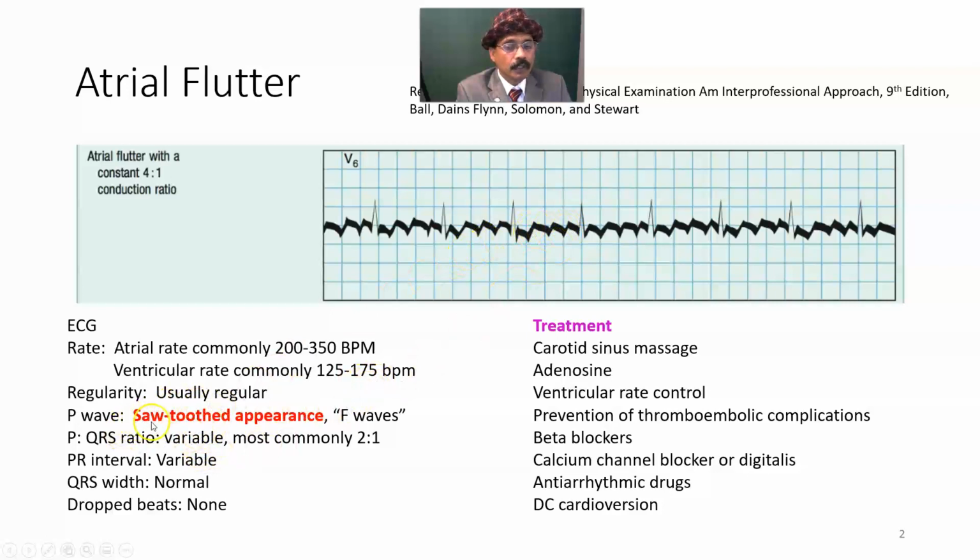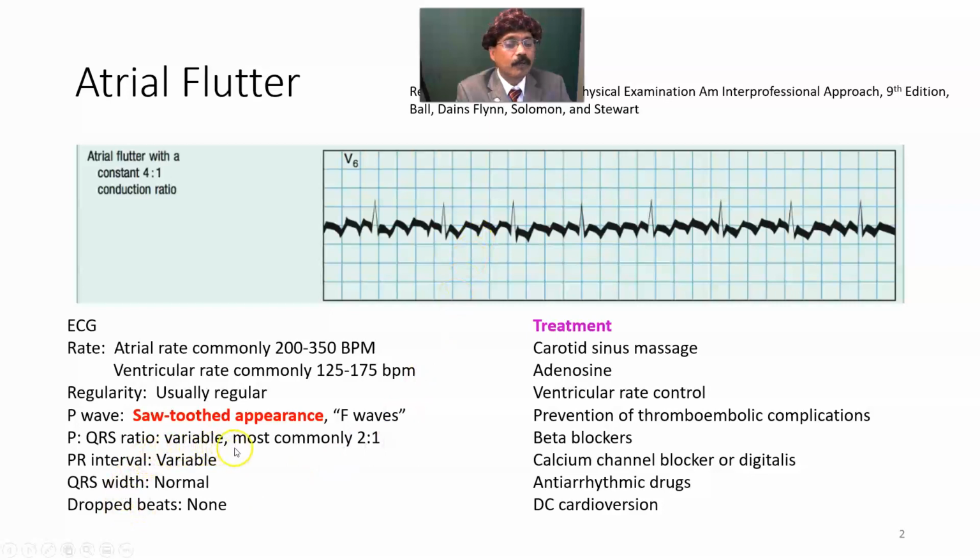P wave. There is not a distinct P wave like that of a normal ECG. Here, this looks like a sawtooth appearance. These are abnormal P waves. This is a sawtooth appearance, and we call it F wave. We don't use the word P wave, we use the word F wave, and that looks like a sawtooth.